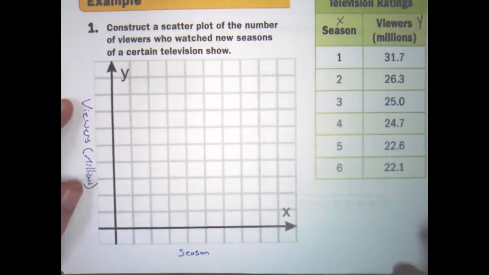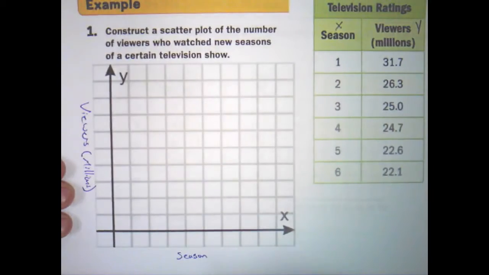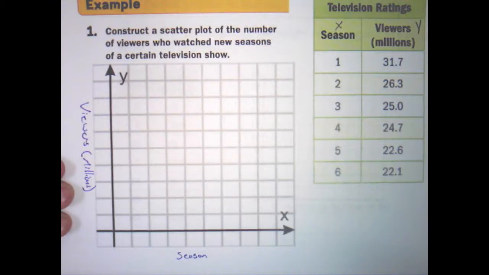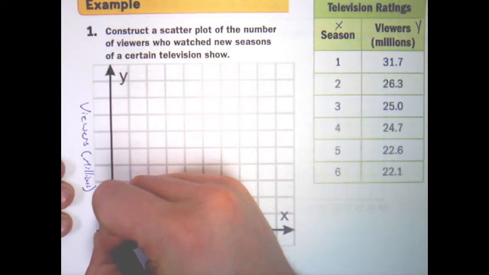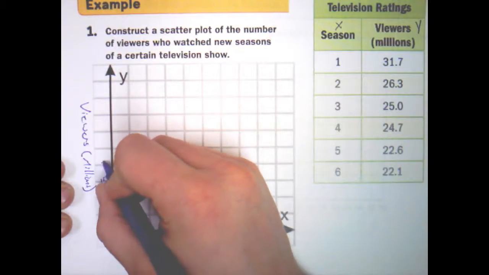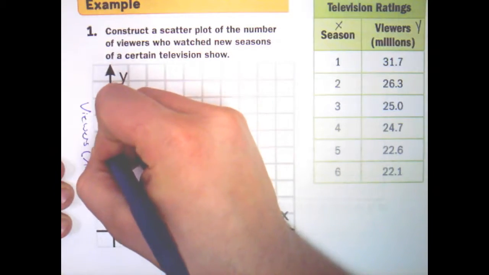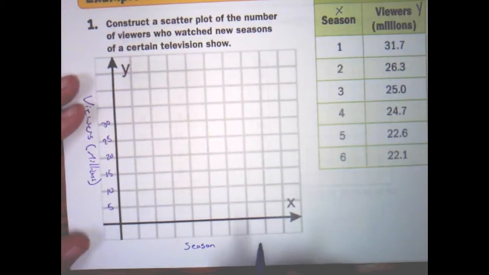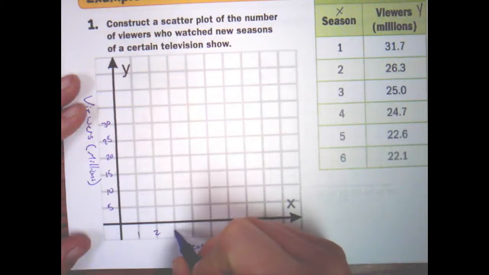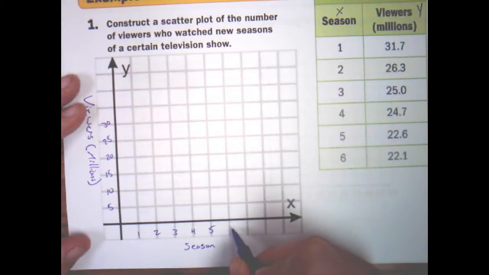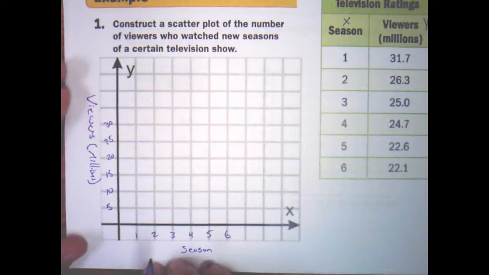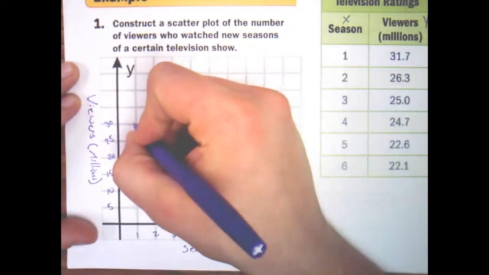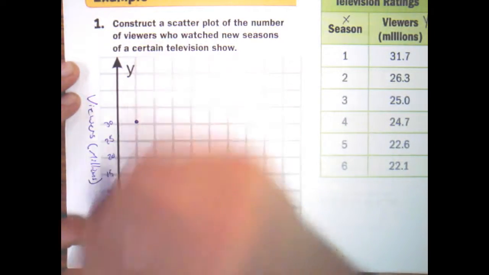So let's take a look here. At 1, it's 31.7. Now, obviously, 31.7 isn't going to fit on here, so maybe I want to go by 5s. So that gives my graph here. Seasons, of course, I can go by 1s, and I can just label that. Like that. So season 1 we had 31.7 viewers, so that's just over 30, about right there.